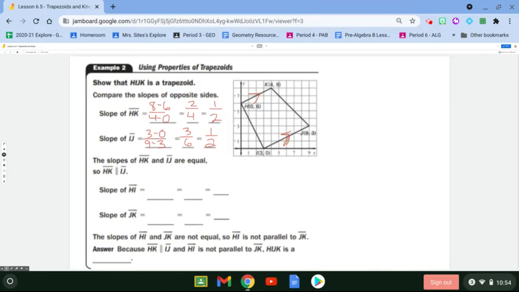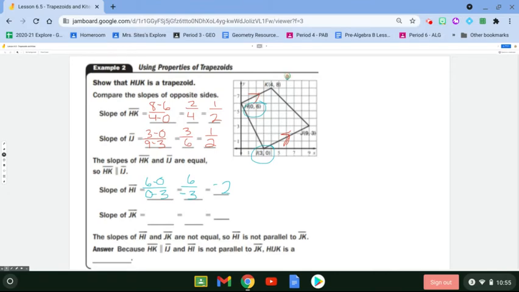Okay, I'm going to try to keep going further, and I'm going to try to see if this is more than just a trapezoid. So I would try and look at HI, and I'm going to look at JK. So if I looked at HI, I'd be looking at (0, 6) and (3, 0). So I could do y sub 2 minus y sub 1 over x sub 2 minus x sub 1, and I would get 6 over negative 3, and I'd get a slope of negative 2.